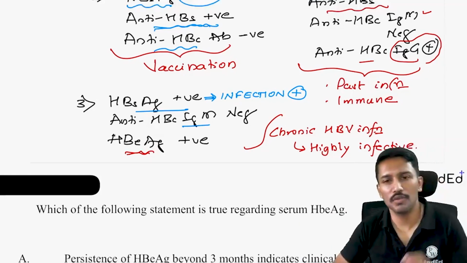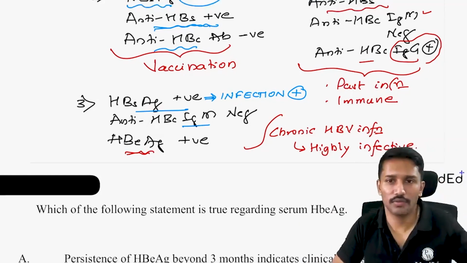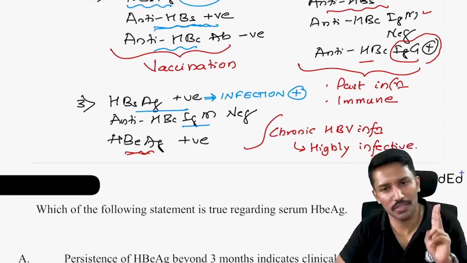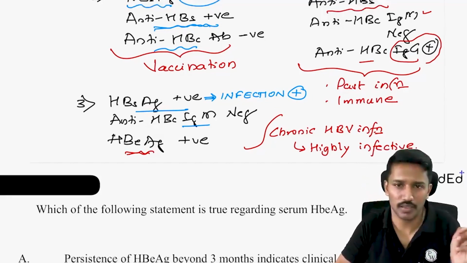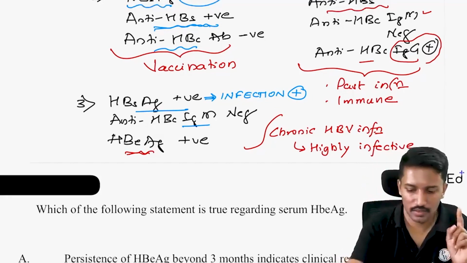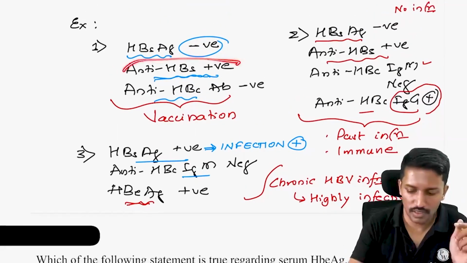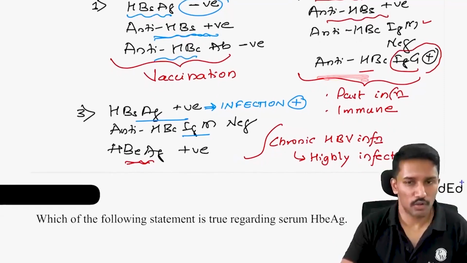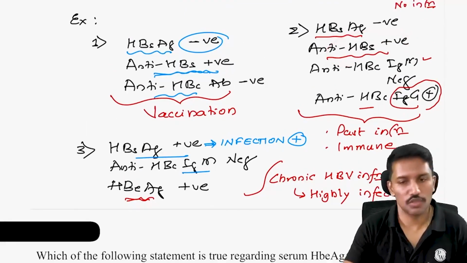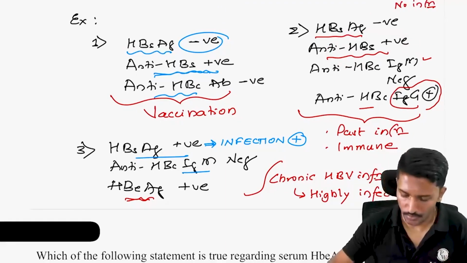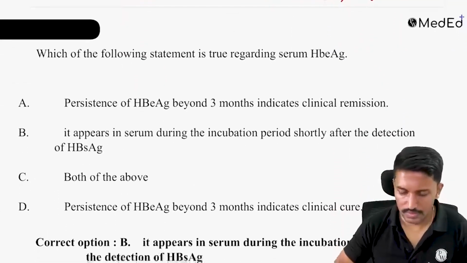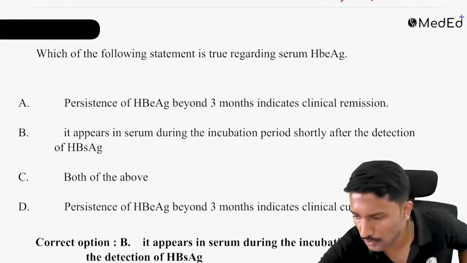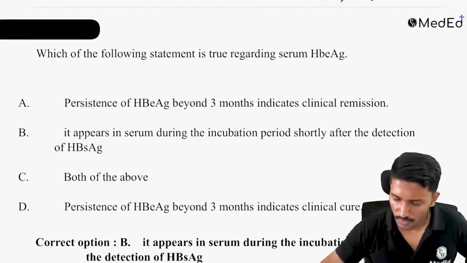And if HBsAg is negative, but you still have antibodies against the surface antigen positive, then there are only two possibilities. Either the patient has been vaccinated or the patient had the infection in the past. So if it is a vaccinated case, the only thing that will be positive is the anti-HBs antibody. But if you have the anti-HBc antibodies positive along with it, that means you have a past infection. Simple. Okay. Next, which of the following statements is true regarding serum HBeAg? I think we were talking about it, so probably this will be solved here itself.